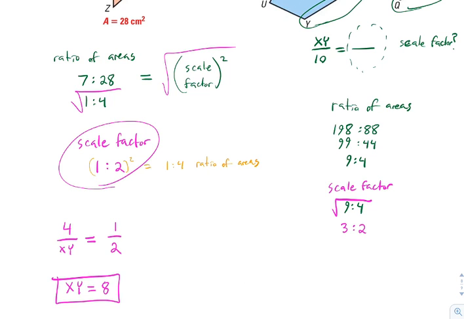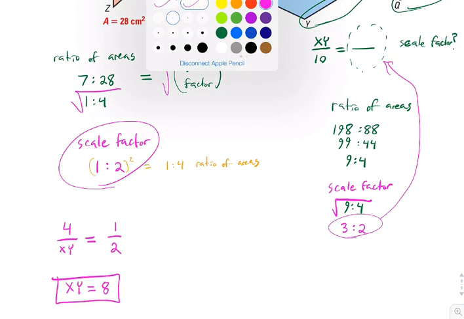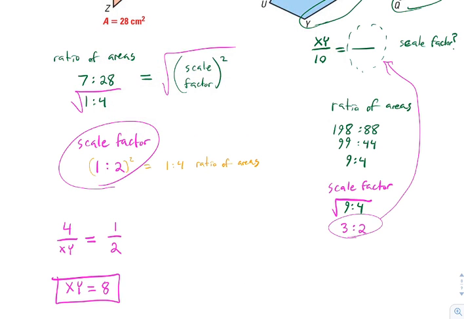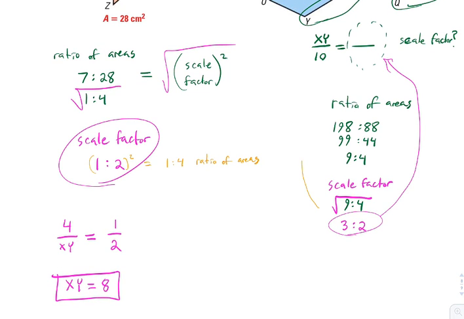So again, you could say my scale factor is 3 to 2, which is what I was really looking for, because that I can just plug in and solve my proportion now. Let's double check, because this is hard to wrap your head around sometimes. My ratio of my areas would be 3 to 2 squared, or 9 to 4, which is what we have. That was our ratio of areas, 9 to 4, so it checks out.